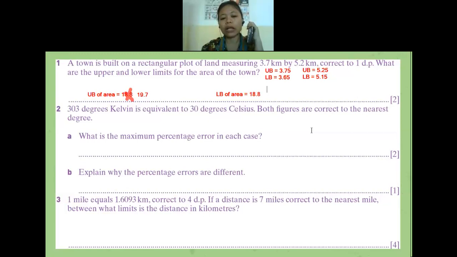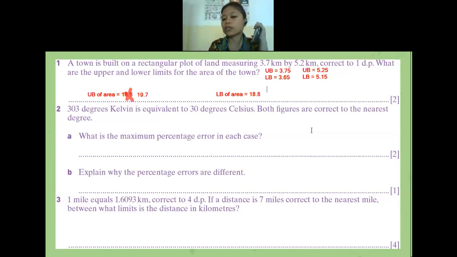Is there anyone still having difficulties finding the upper bound and lower bound of each number? I will not explain again because the steps are always the same. Find the number before and after. After that, find the midpoint. The bigger one will be the upper bound. The smaller one will be the lower bound. That's it. After that, to answer the question, you have to read the question carefully.